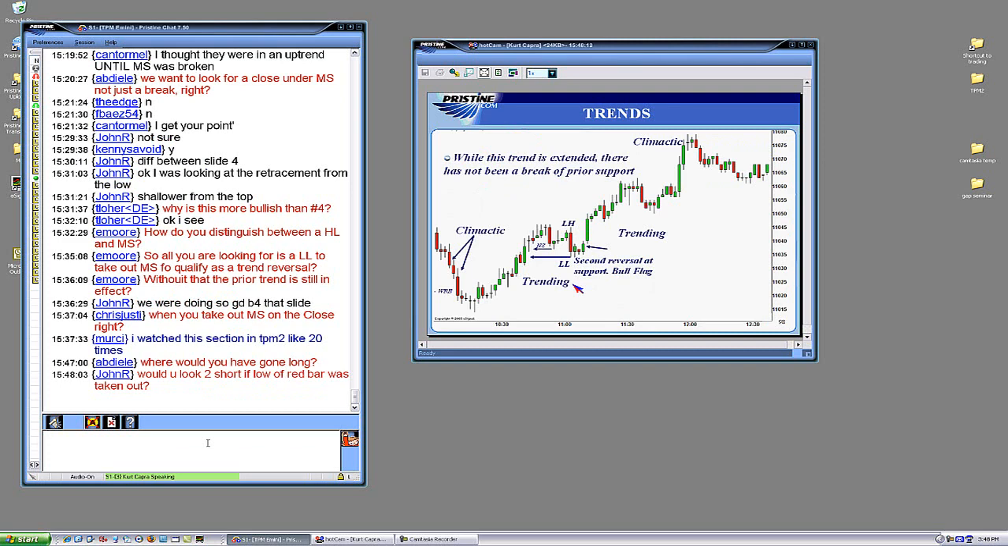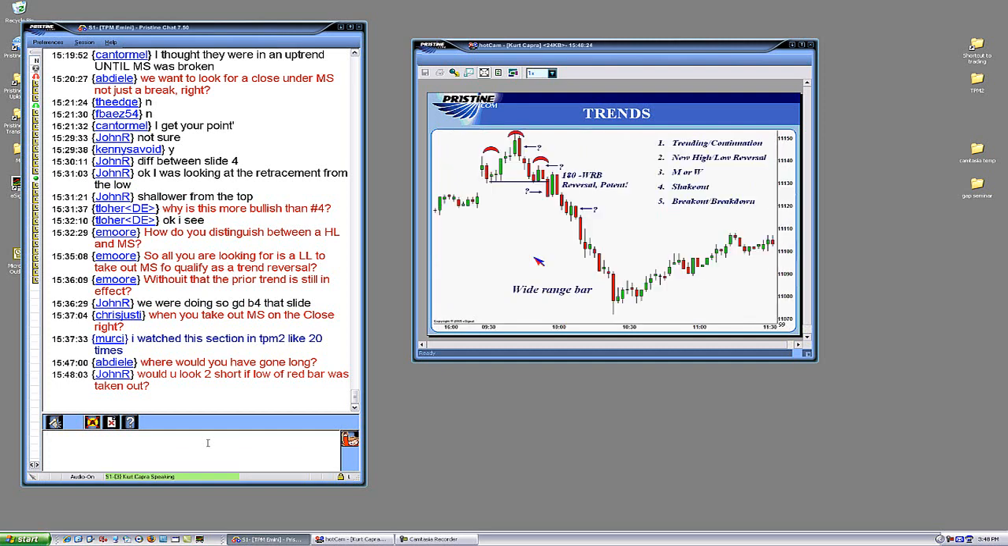On that prior slide, no, I wouldn't, because the trend is still up and we're right into support. So I would not have. Not just looking at that chart.